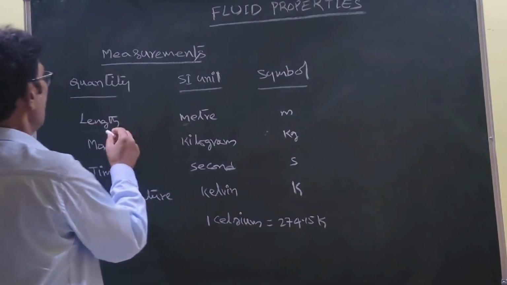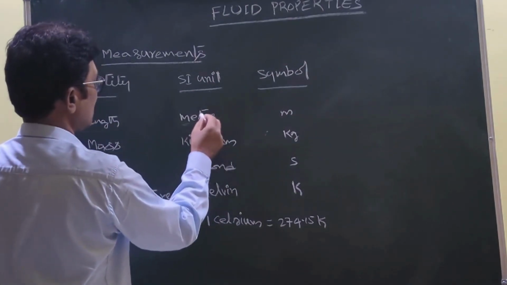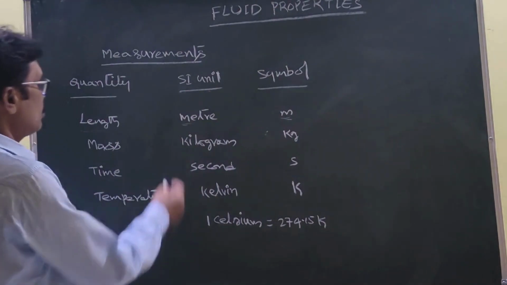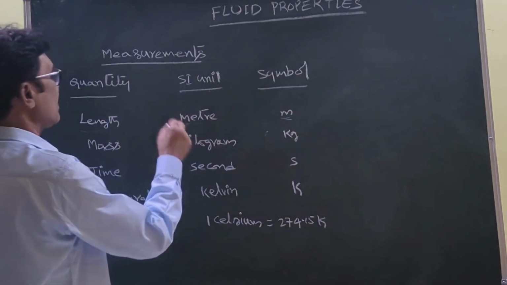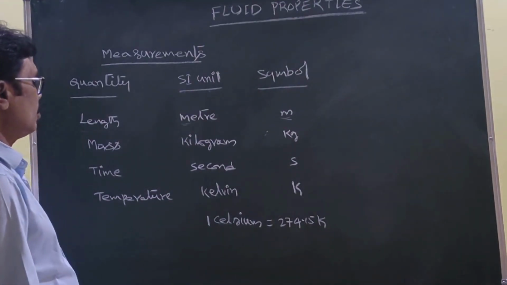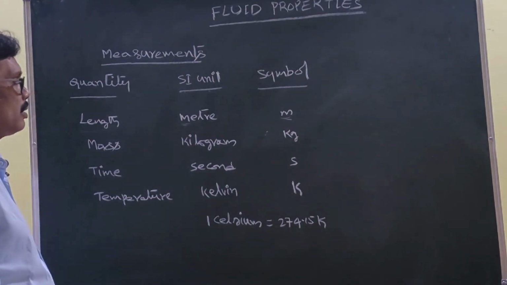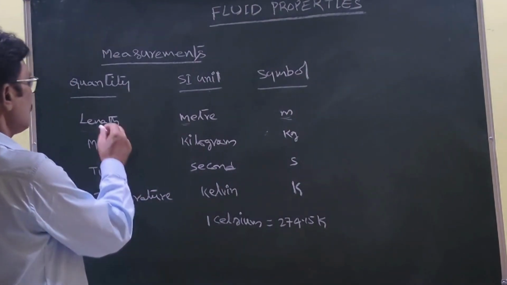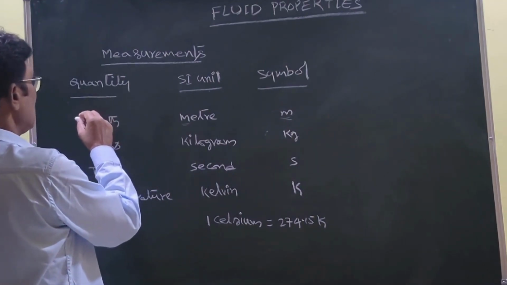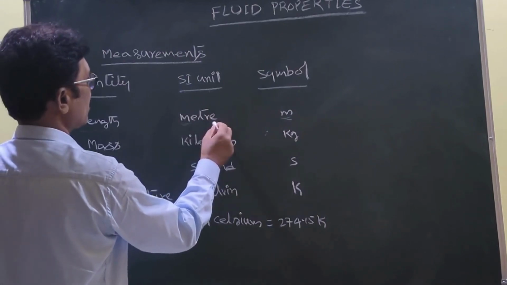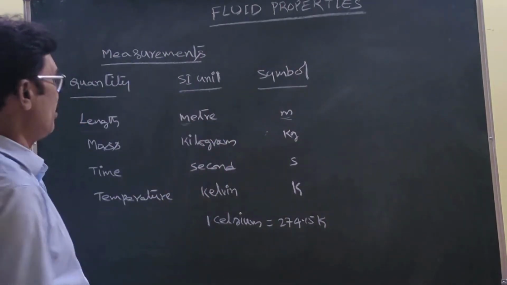The length is measured in meters in SI units, and the symbol is m. Unless we fix this reference length, we cannot measure any length. We don't know the length covered by anything. That's why the length is needed, a fixed reference length of the meter.